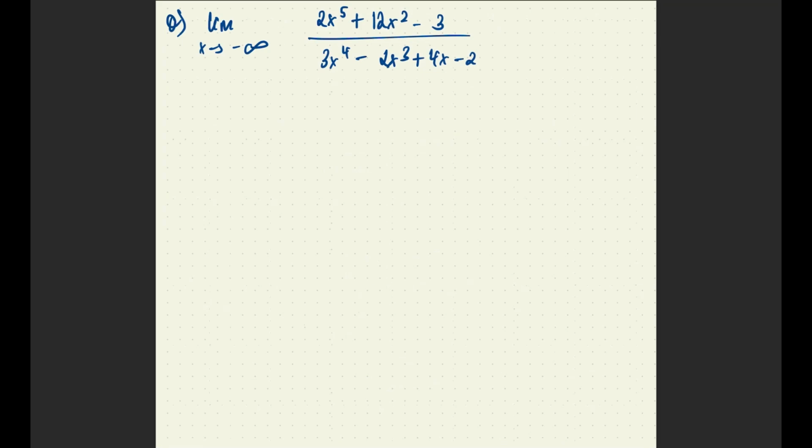So therefore, in this case, our limit equals -6. Okay, so moving on, what do we have here? So here we have the limit as x approaches -infinity of a polynomial divided by another polynomial. So we know that this is a rational function. So what did we say we need to do in this case?